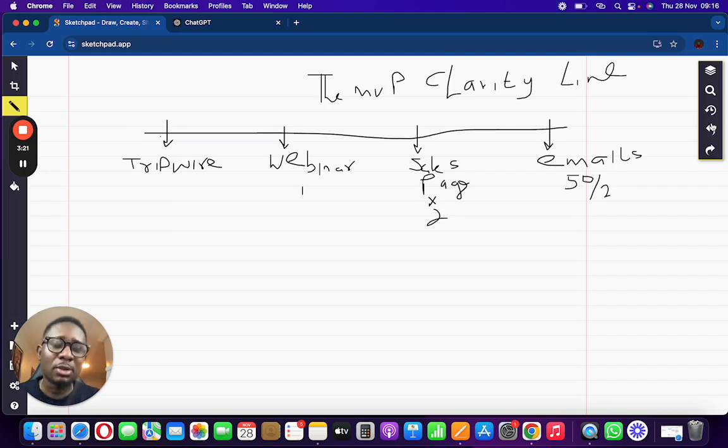But the tripwire is quite different. The tripwire attracts people that are in the buying stage, people that are actually willing to spend money to solve their problem. But before you create your tripwire, the first thing you need to do is to be very clear on the audience that you want to sell your tripwire to.